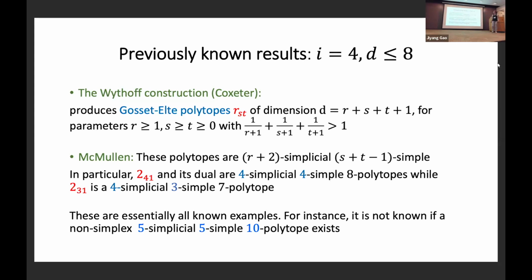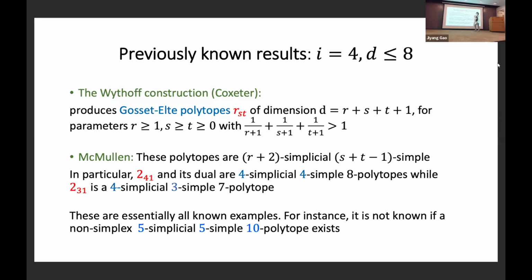And why is it important for us? Because McMullen observed that these polytopes are always r plus two simplicial, s plus t minus one simple. And you can check that the sum of those two things is precisely the dimension. So that's the case that you present. Unfortunately, if you want something to be more simplicial, let's say because of r, then r should be two. So that means that here I have one half. And so for the total sum to be larger than one, s and t are pretty restricted. And so that's where the restriction that d is at most 8 comes from.